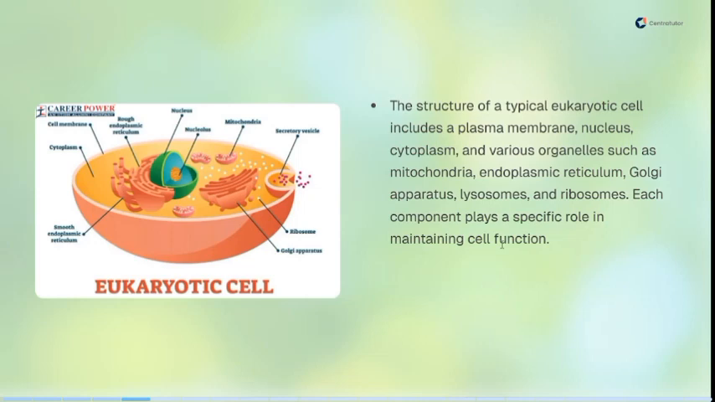So it always includes a plasma membrane, a nucleus, cytoplasm, and various organelles such as mitochondria, endoplasmic reticulum, Golgi bodies, lysosome, ribosome, and several other organelles. Each of these components plays specific roles in maintaining cell functions. So this is a simple diagram for a eukaryotic cell.